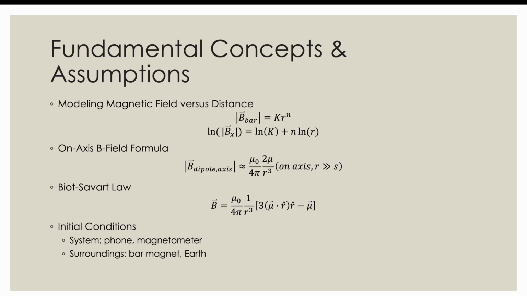So our fundamental concepts and assumptions, modeling magnetic field versus distance: we have the absolute value of the magnetic field of the bar is equal to K times r to the n. The natural log of the magnitude of the x component of the B field is equal to the natural log of K plus n times the natural log of little r. The on-axis B field formula is given below, and then the Biot-Savart law is also given below. So our initial conditions are that the system is the phone and the magnetometer, and the surroundings are the bar magnet and the Earth.